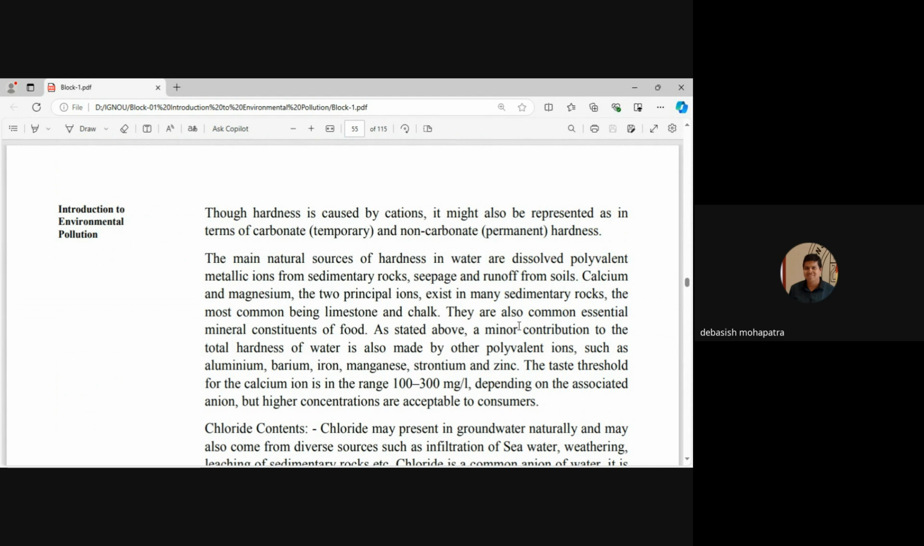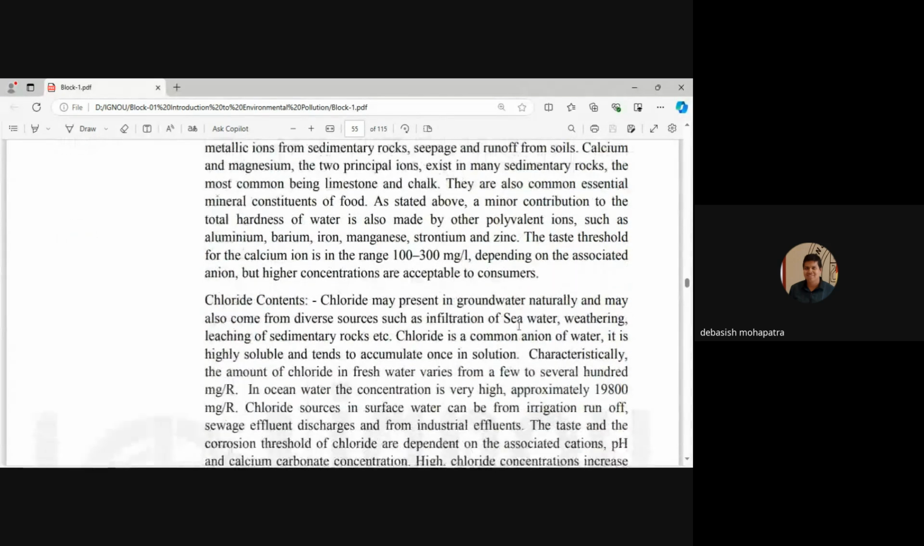The main natural sources of hardness in water are dissolved polyvalent metallic ions from sedimentary rocks, seepages and runoffs from the soil. Calcium and magnesium are the two principal ions existing in many sedimentary rocks, the most common being limestone and chalk. Then chloride content.